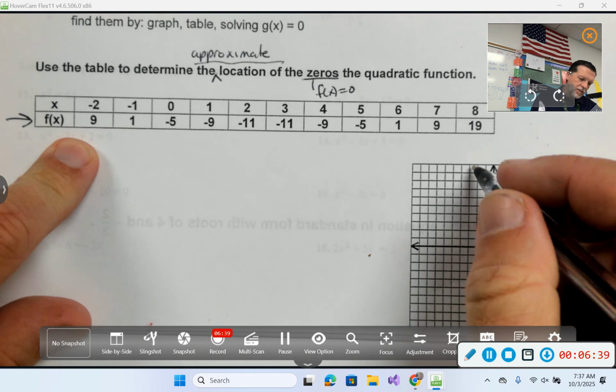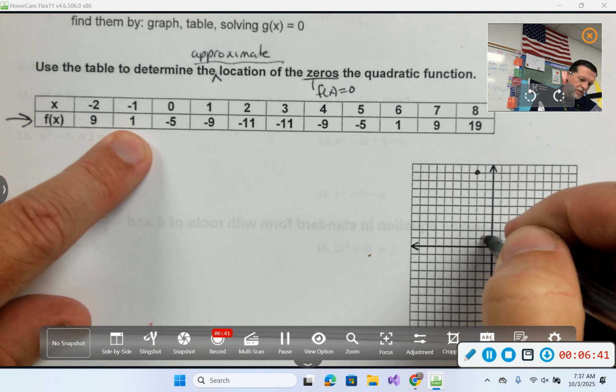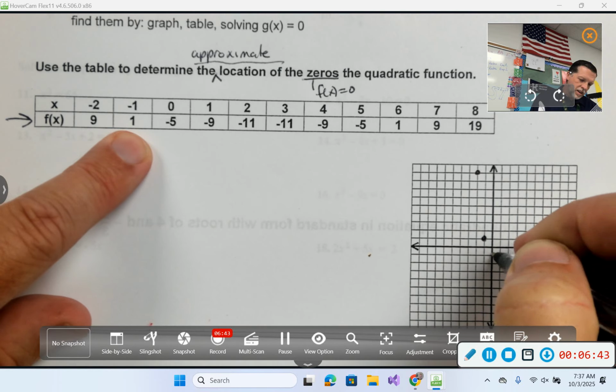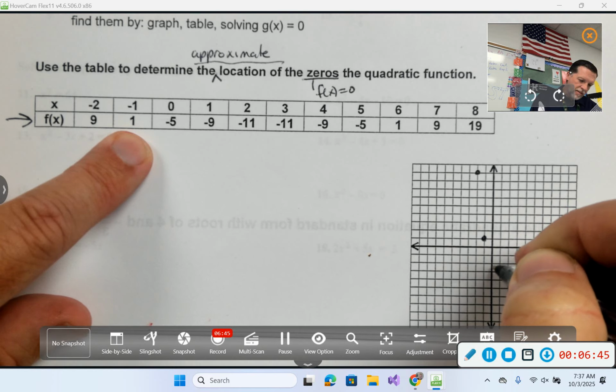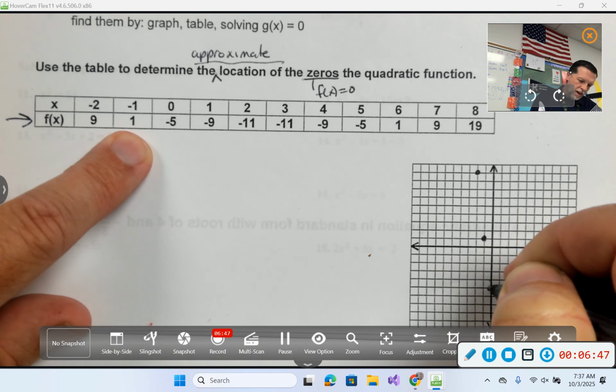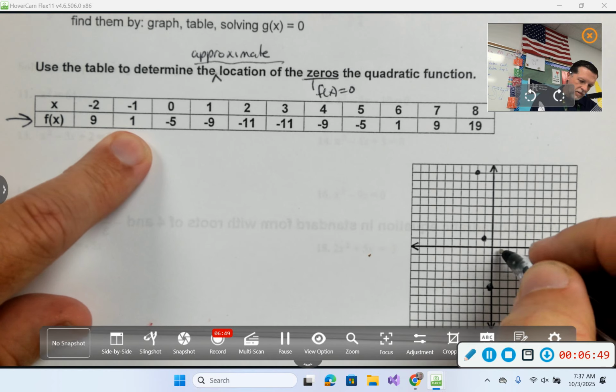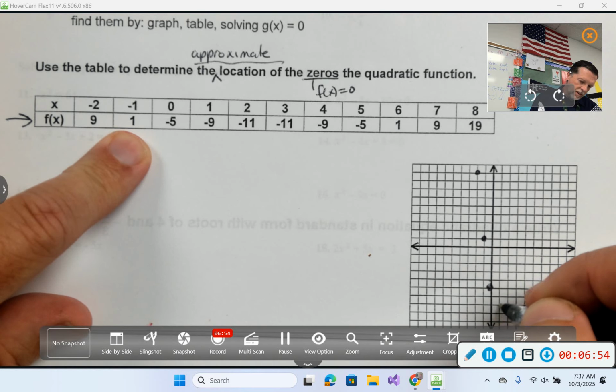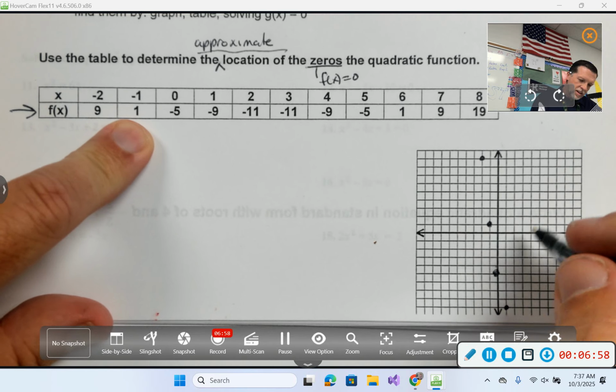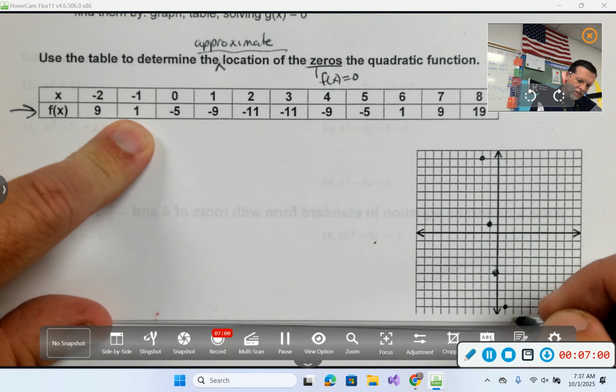So -2, 9, -1, 1, 0, -5, 1, -9, 2, -11, that's off the page. 3, -11 is almost off the page.